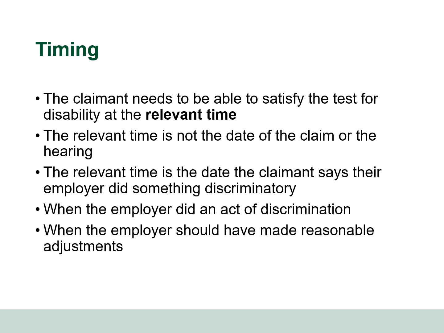This might be a time when the employer treated the claimant badly because of their disability or because of something arising in consequence of their disability. We call this an act of discrimination. Or it might be a time when the claimant says their employer should have done something more to support them as a disabled employee. We call this making a reasonable adjustment.